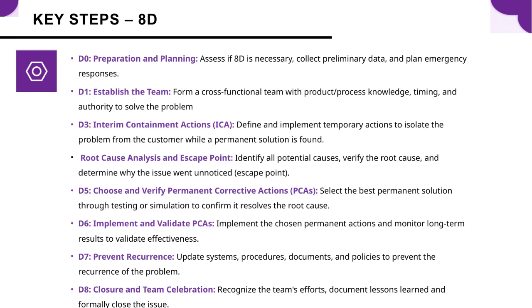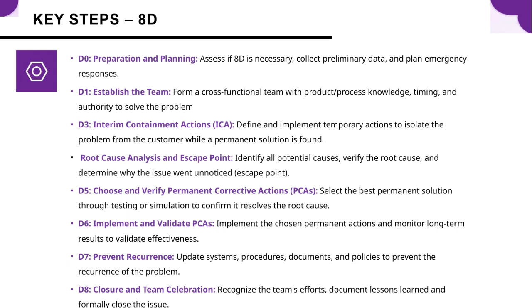Once we have identified the root cause, we select and verify permanent corrective actions, or PCAs. This involves testing or simulating solutions to ensure they truly resolve the root cause before we implement them fully. After verifying, we implement and validate the PCAs. This means putting the permanent solutions into place and monitoring their performance over time to make sure they are effective in the long run.